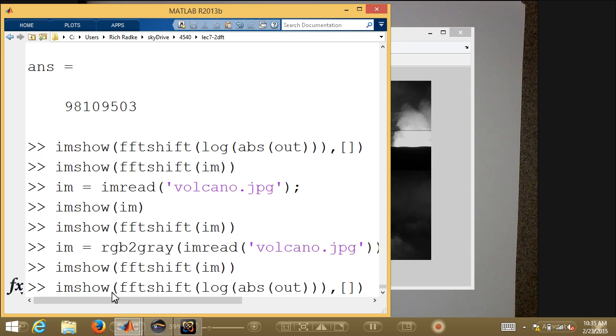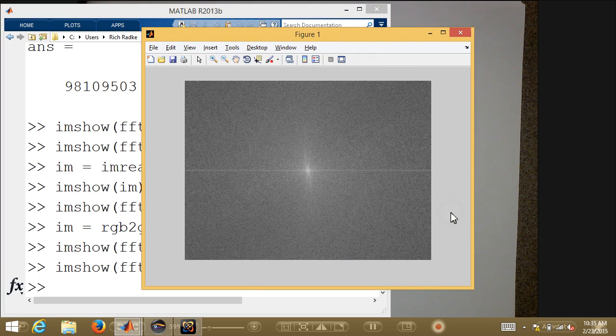I'm looking at the absolute value because they're complex numbers. I'm looking at the log because the DC value is so big. I'm looking at the FFT shift to put the DC value in the middle, okay? And if I do that, I get this thing. And here you can see, well, I'm sure that you're convinced. I was hoping it would be more convincing.